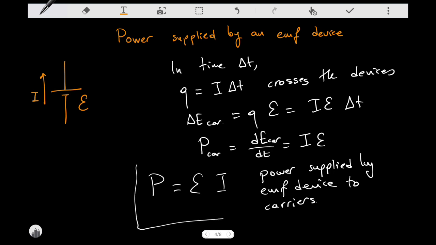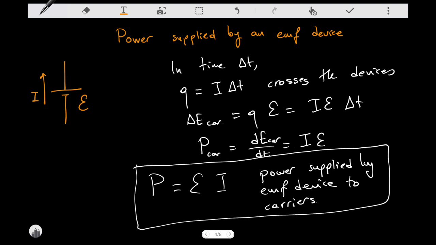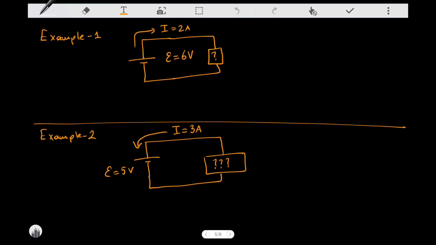Okay. So in the usual operation, this is positive. The EMF device gives energy to the charge carriers. But as I said, when you're charging a battery, for example, this can be negative, in which case the battery gives negative energy to the circuit, or an equivalent way of saying this is that the battery takes positive energy from the circuit. So that's also a possibility. Let's go ahead. Okay, so there are these two simple examples in here. I just give these examples so that I can multiply two numbers.